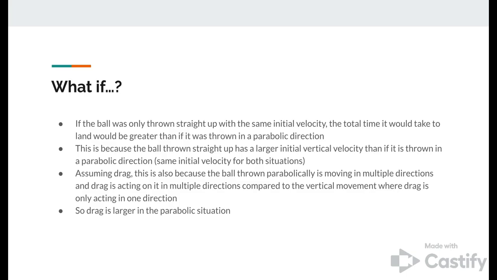So what if the ball was only thrown straight up with the same initial velocity? It would take longer to land than if it was thrown in a parabolic direction. And this is because the ball thrown straight up has a larger initial vertical velocity than if it's thrown in a parabolic direction. And also assuming drag acts on an object moving in both of those directions. So since it's acting in multiple directions, the drag force would be greater. So if you add, let's say, a z direction as well, then the drag force would have to act on that as well and be greater. So the drag would be larger in the parabolic situation, bringing the object down to land earlier.